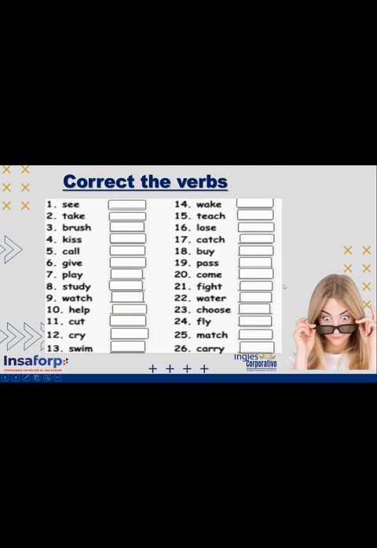Jacqueline, help me reading example number one. What do you play on your computer? I play games on my computer. Okay, thank you very much. Rodrigo Chicas, number two. When does your mother go to work? She goes to work at 6 o'clock. Thank you very much. And the last one, Cristian Marroquín.